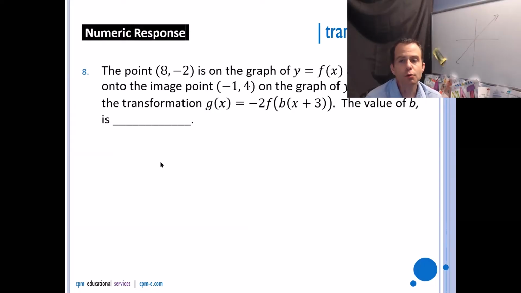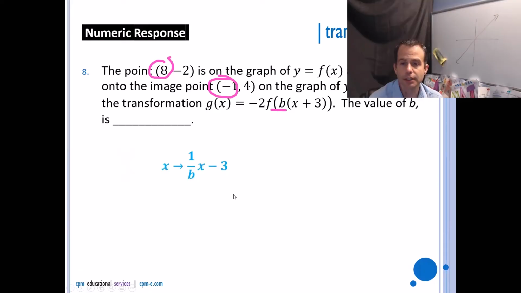Okay, so if I'm looking for b, I really only care about horizontal items right now. So I care that 8 is turning into -1. Let me just circle that for you so you see what I'm doing. 8 is turning into -1. And the way that's happening is I'm going to multiply it by 1 over b, and I'm going to subtract 3, because I know I have a horizontal stretch of 1 over b, and I know I'm going 3 to the left.